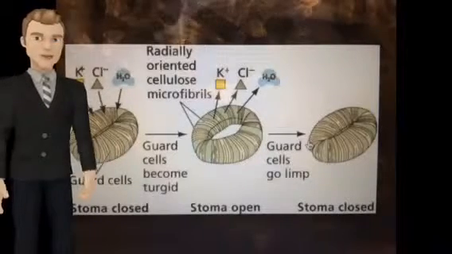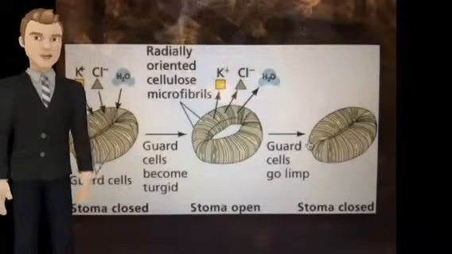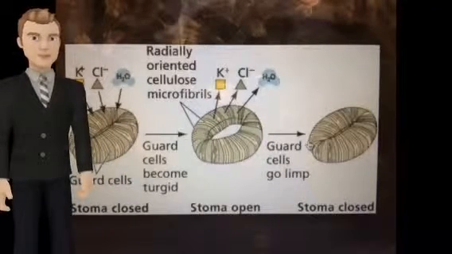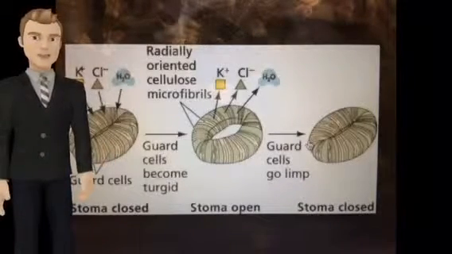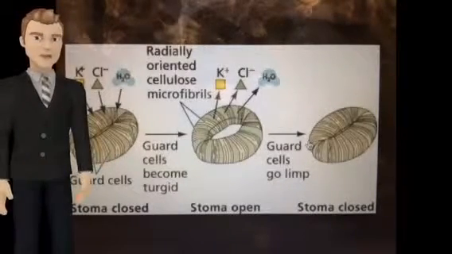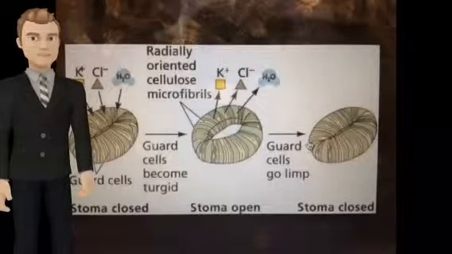Another small, although important detail to know is that the main ions present in the guard cell process are potassium ions and chloride ions. In addition, guard cells will take up sugars in order to open and close the stomata more efficiently.